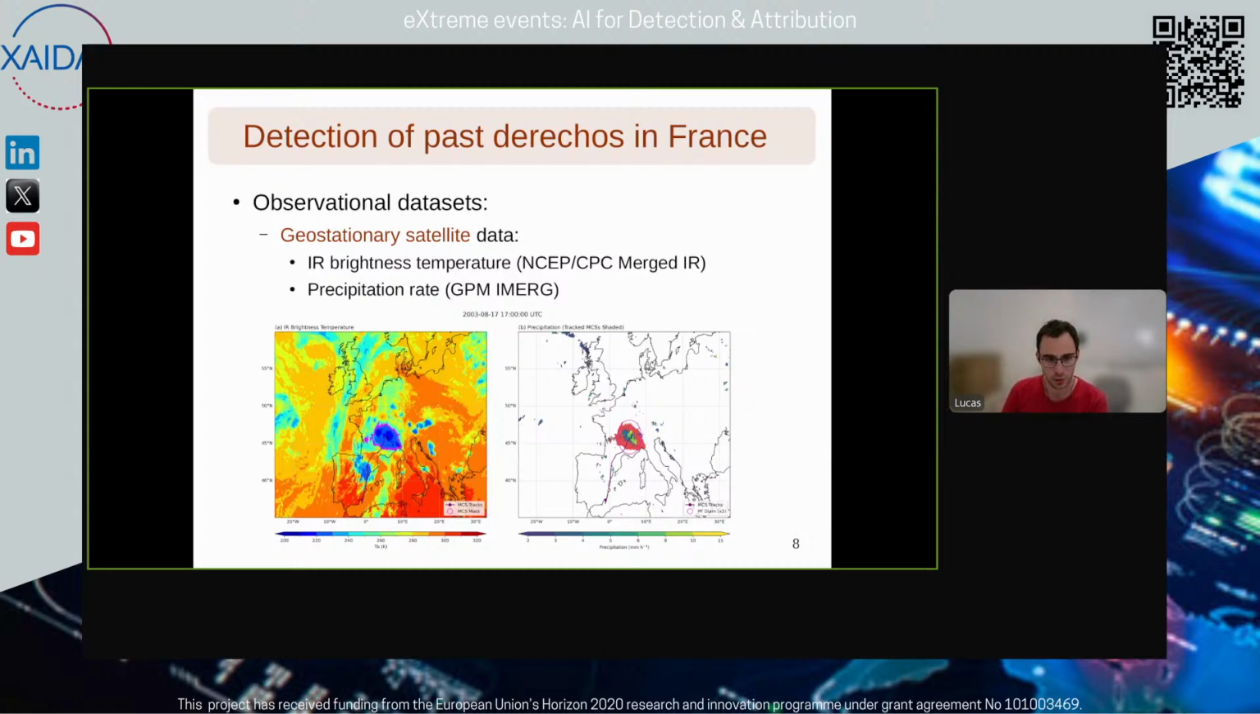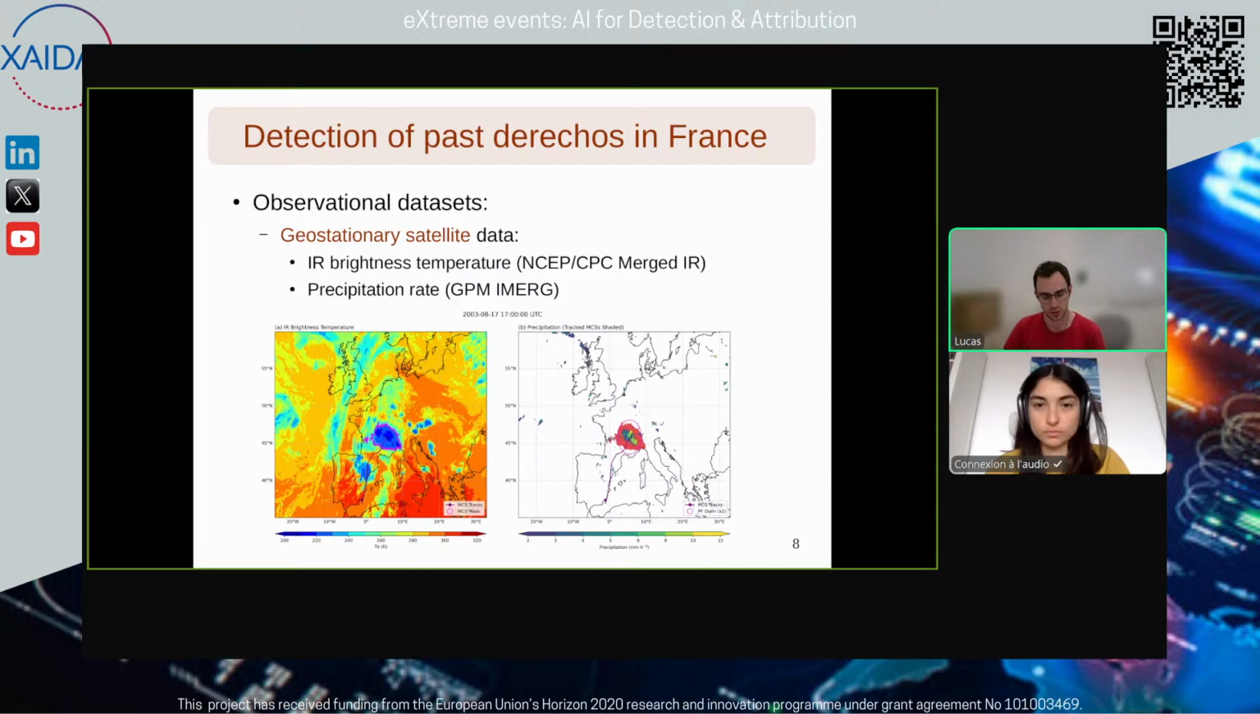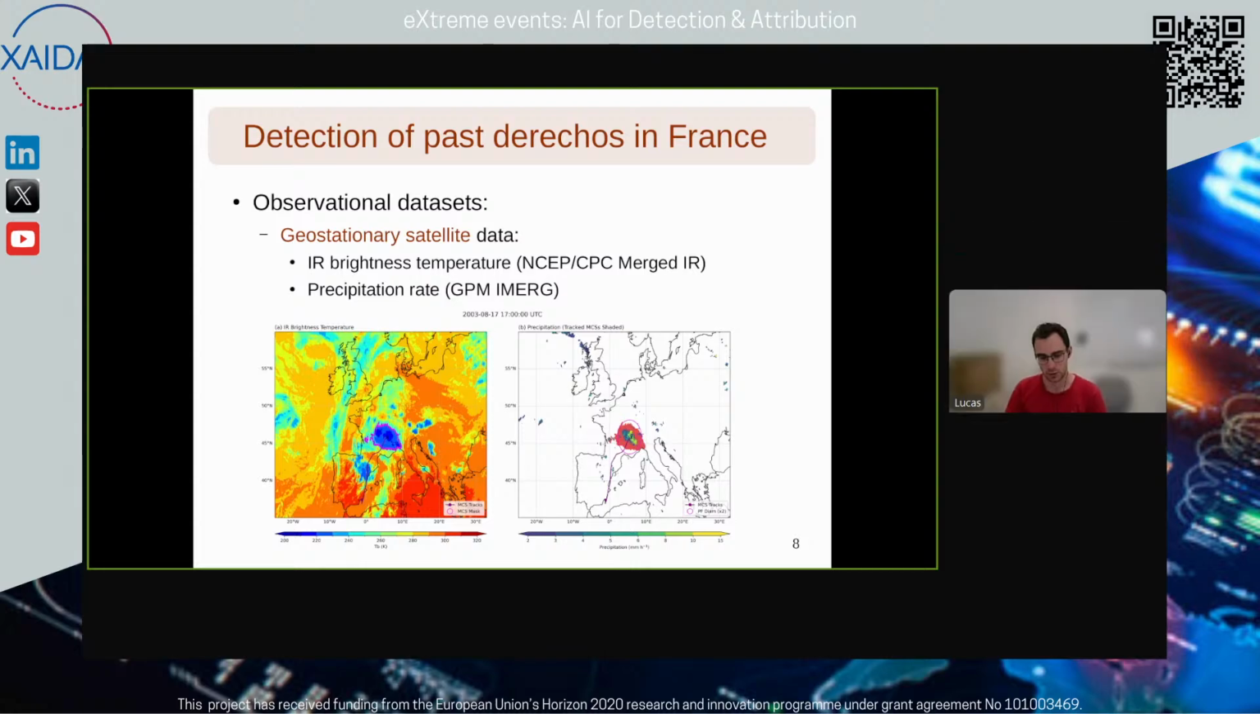On the other hand, we use geostationary satellite data with two variables. First, infrared brightness temperature, which is a proxy of the cloud height. Indeed, convective storms are characterized by high clouds that span the whole column of the troposphere. So the tops of these clouds that we can see from a satellite are cold because of the ambient temperature, and we can identify them from this kind of map. Here we see a blue patch that corresponds to an MCS with cold temperature. And along with brightness temperature, we also use precipitation rate derived from satellite data. Convective storms are also characterized by strong precipitation, so high precipitation rates.